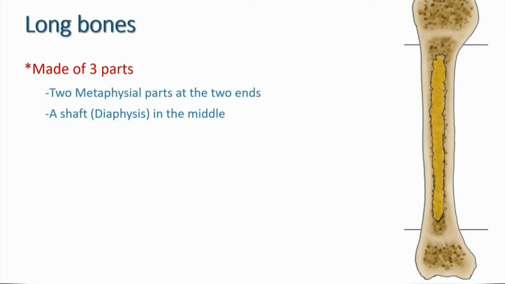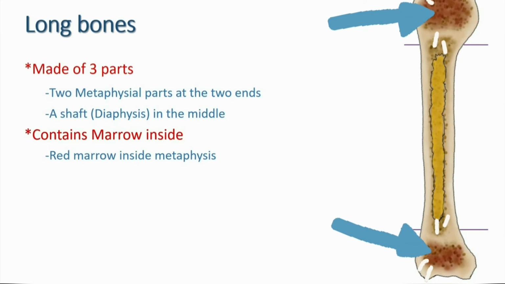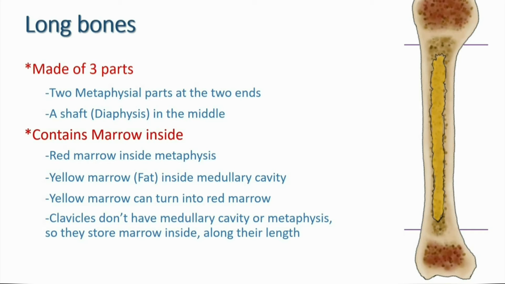So, there is marrow inside long bones. But the yellow marrow inside the medullary cavity is not the only one they have. There's also some red marrow inside the spongy bone of the metaphyseal parts. So in conclusion, there's red marrow inside the metaphysis, there's yellow marrow inside the medullary cavity of the shaft, and this yellow marrow can turn into red marrow in some special conditions. And also, clavicles don't have a medullary cavity or metaphysis, which is another difference between clavicles and other long bones. So, clavicles keep the marrow inside along their length.